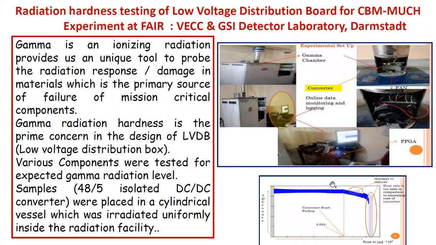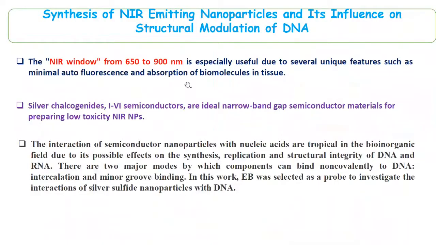So this kind of sets a limit on what kind of radiation hardness they have. They have also studied the structural modification of DNA. We know that the NIR window from 650 to 900 nanometer is useful for studying several features such as autofluorescence and absorption. Silver chalcogenides and narrowband semiconductors are very important in this same region. And they tried to study the interaction of semiconductor nanoparticles with nucleic acids that are topical in the bioorganic field.